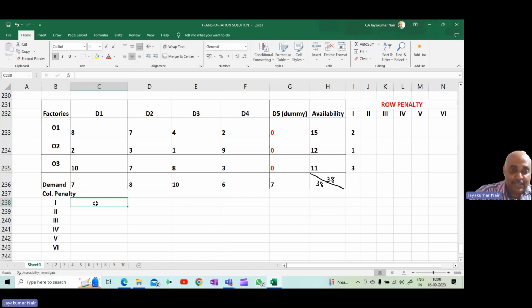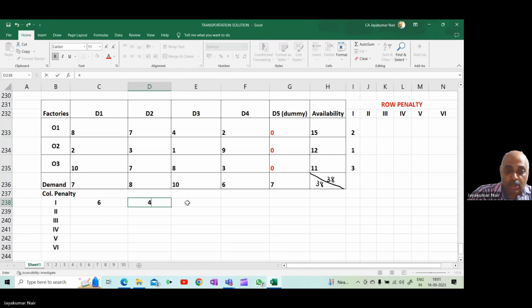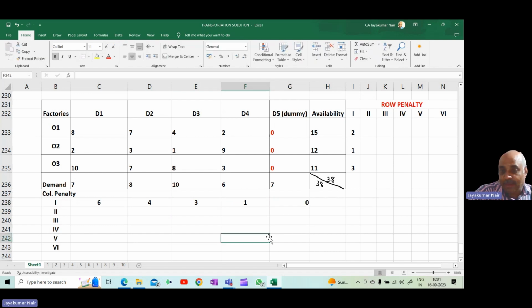What about column penalty? Column penalty is 6. That is 2 and 8. The difference 3 and 7 means 4. 1 and 4, 3. 2 and 3, 1. 0 and 0, 0. So which is the highest penalty cost? Highest penalty cost is 6.